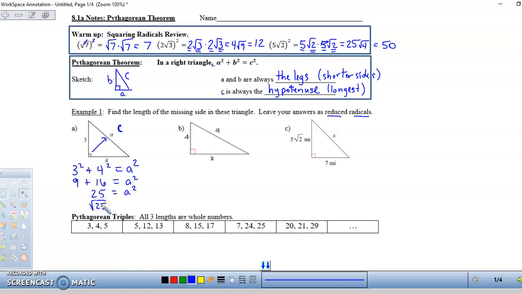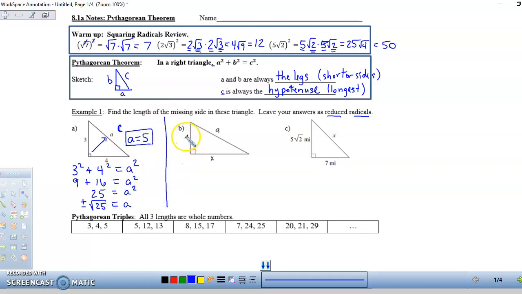Now officially, it is plus or minus. You probably remember that from last year in algebra. But in geometry, a negative length does not make sense. So really, we're only going to talk about the positive version for geometry. But obviously, the square root of 25 is 5. So my final answer is A equals 5.